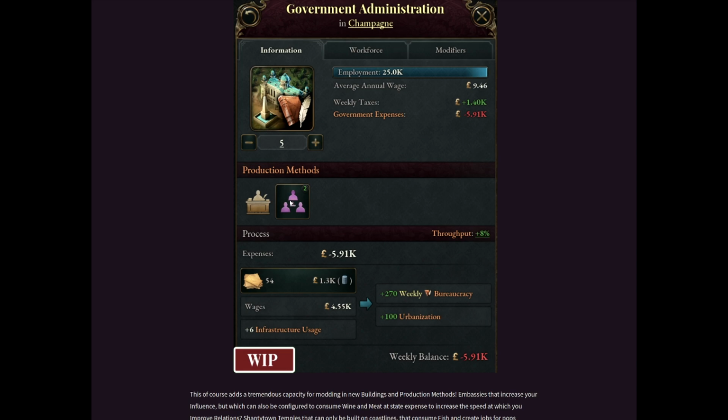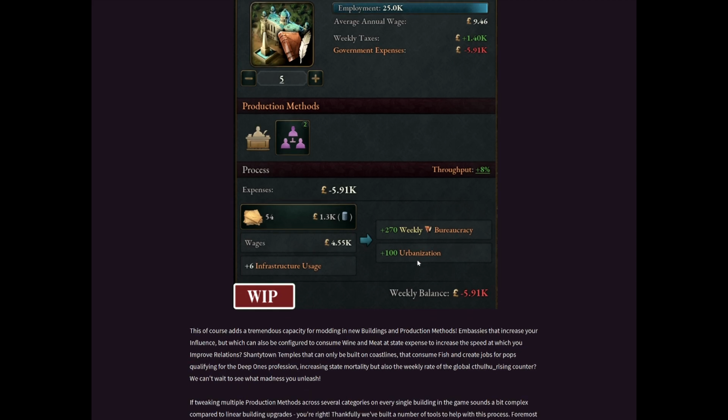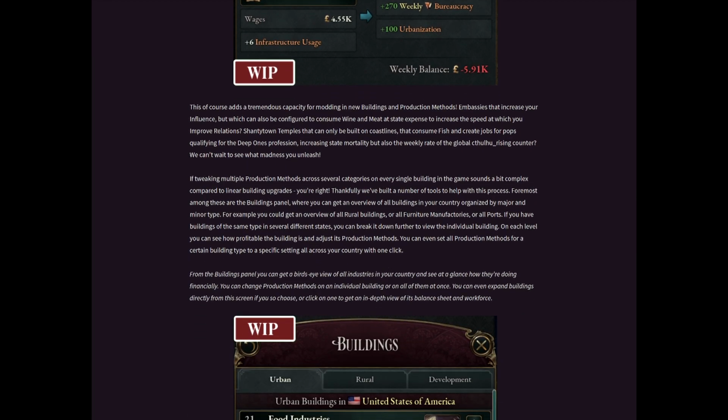I also have a production method here. That's production method 2. As you can see, this one is at level 5 already. It has a higher throughput. It has some infrastructure usage. It produces urbanization and a lot of weekly bureaucracy at the expense of some expenses, 5.991k. This, of course, adds a tremendous capacity for modding in new buildings and production methods. So you can modify just about everything.